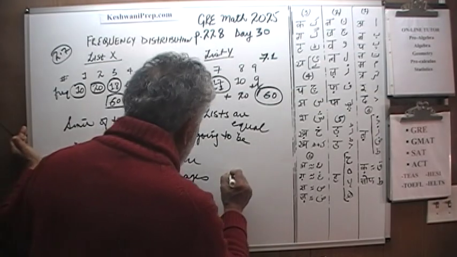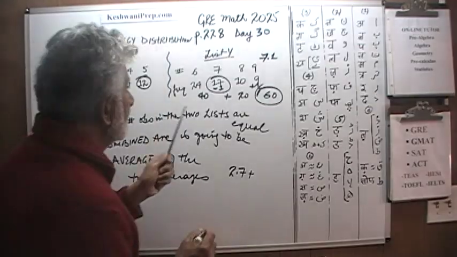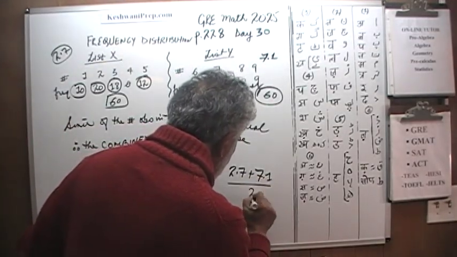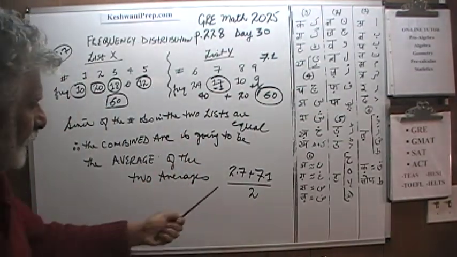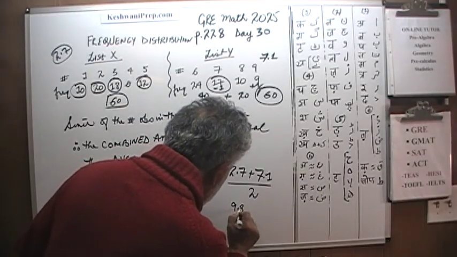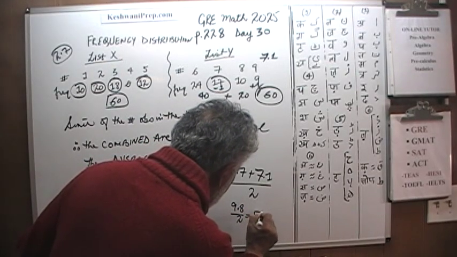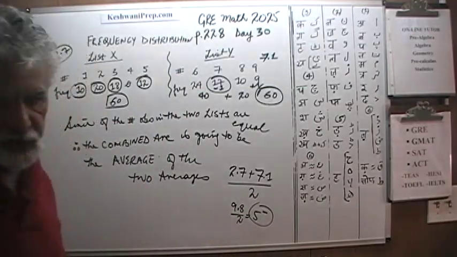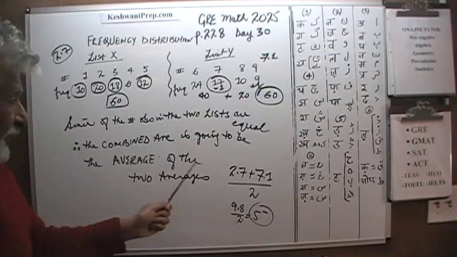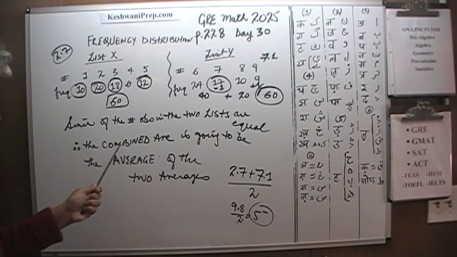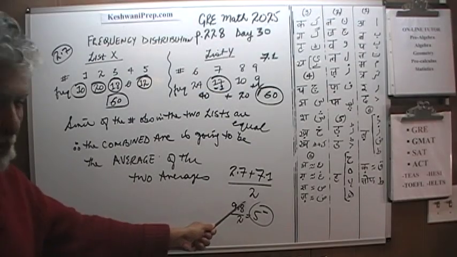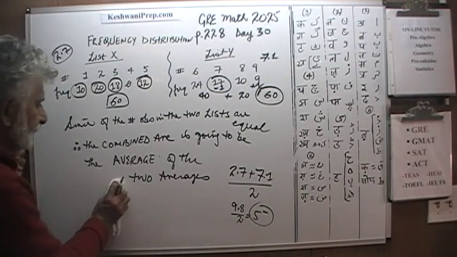2.7 plus 7.1. There are two averages, so we divide by 2. We get 9.8, and 9.8 divided by 2 looks like a little under 5. The combined average is just a little under 5. Now let's prove why that is the case. Let's prove why the combined average is simply the average of the two averages, like we did here. We take the average of the two averages. Let's prove why that is true.